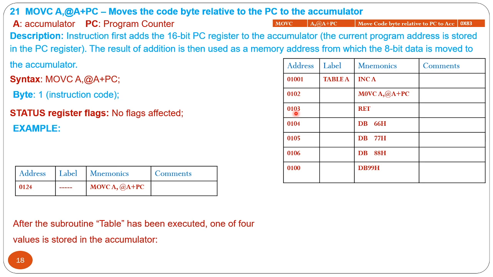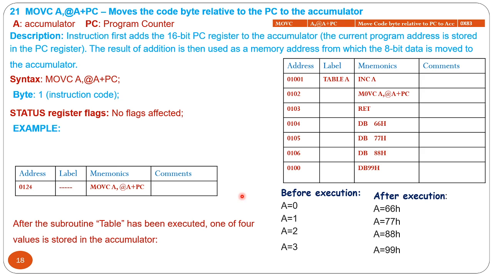0101 0103 content, and that plus the content of accumulator, and they are added, and the new content generated, that is 0104, and this data will be moved in accumulator. So after execution, the content of accumulator will be like this.